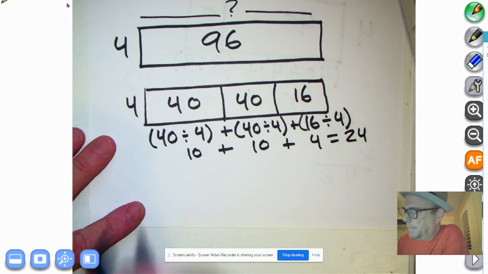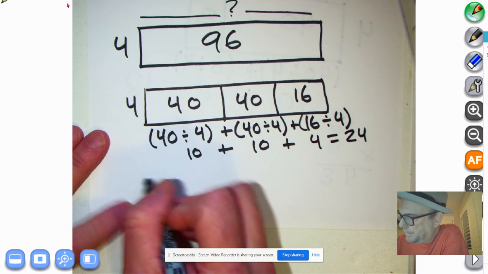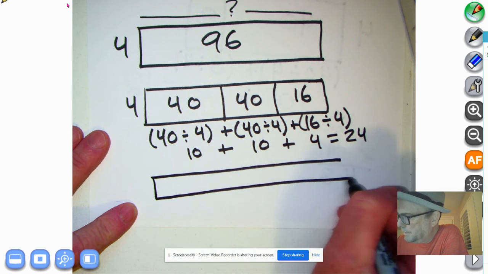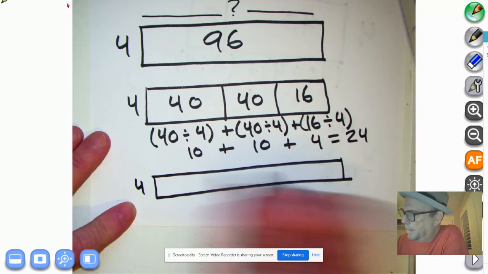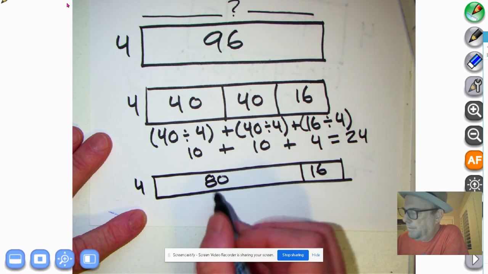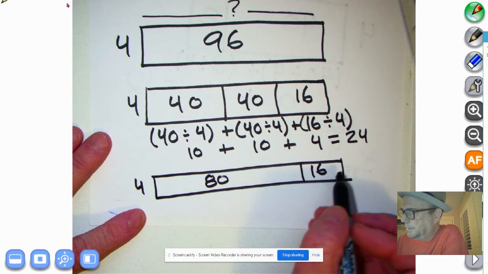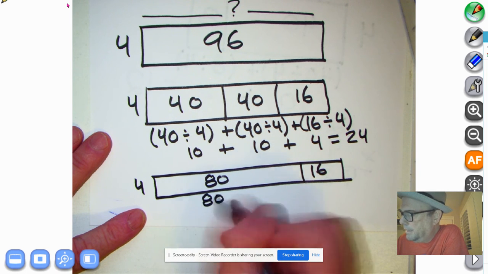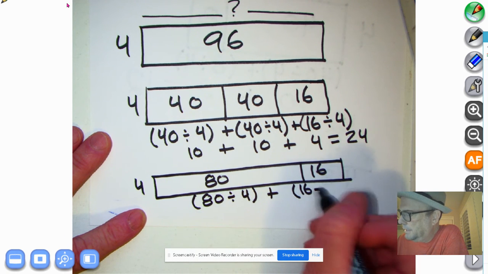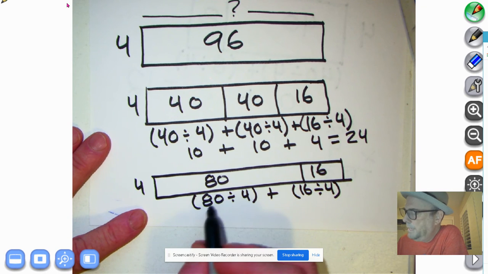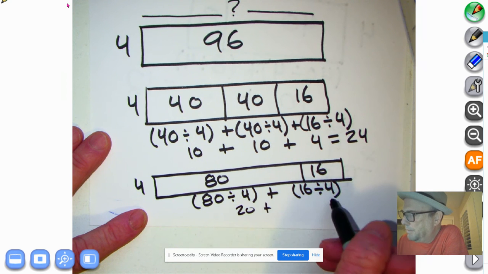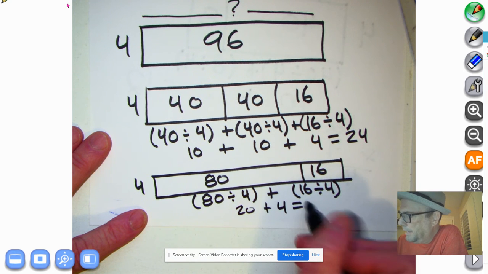We're not going to prove it yet. We're not going to do the multiplication because we're going to go through this one more time. And we're just going to break this down into even bigger units. We're going to decompose it into bigger units. We're going to go 80 and 16, right? 40 plus 40 is 80, so 80 and 16. So we're going to do 80 divided by 4 plus 16 divided by 4. What are we going to get? Well, 80 divided by 4, we know that's 20, right? And 16 divided by 4, we already know is 4. So our answer is 24.